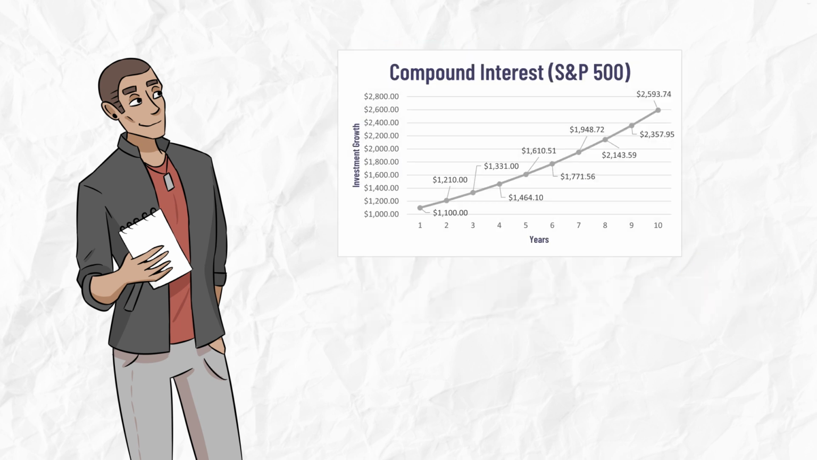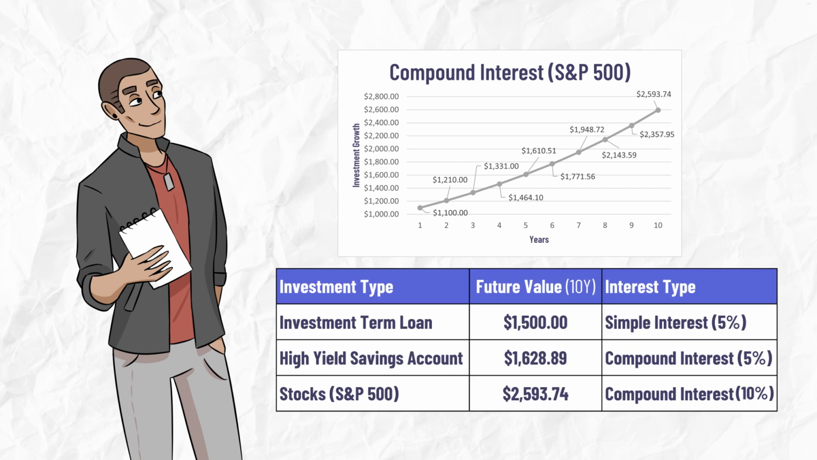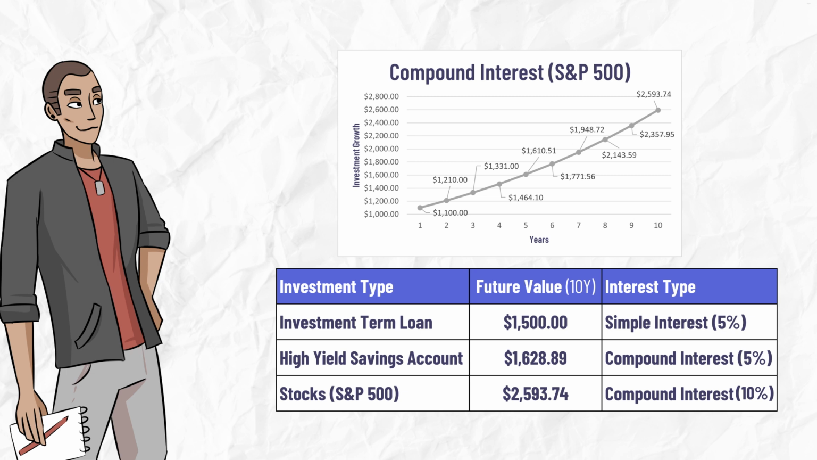So if Ryan invested his $1,000 in the S&P 500 and he continued to reinvest his returns every year, in 10 years he would have $2,593.74. Compared to his other options, this would maximize his profits. This is how the power of compounding can help you grow your investments over time.